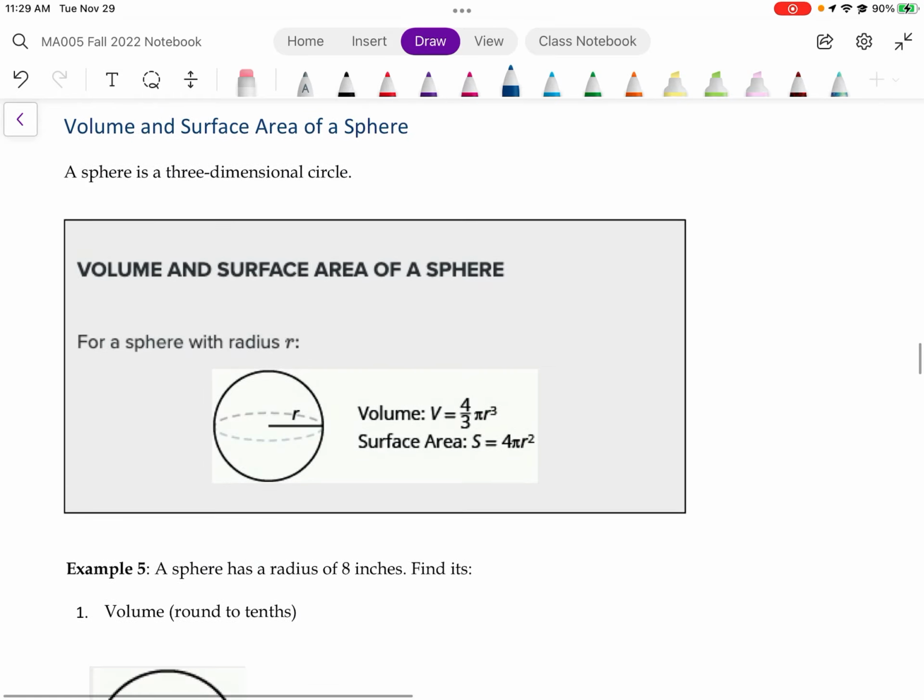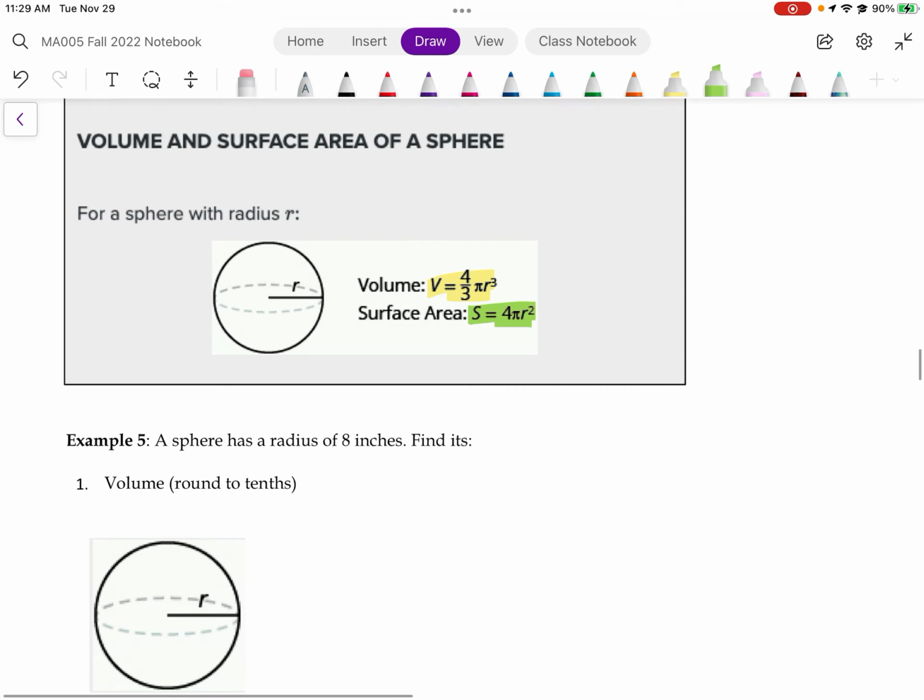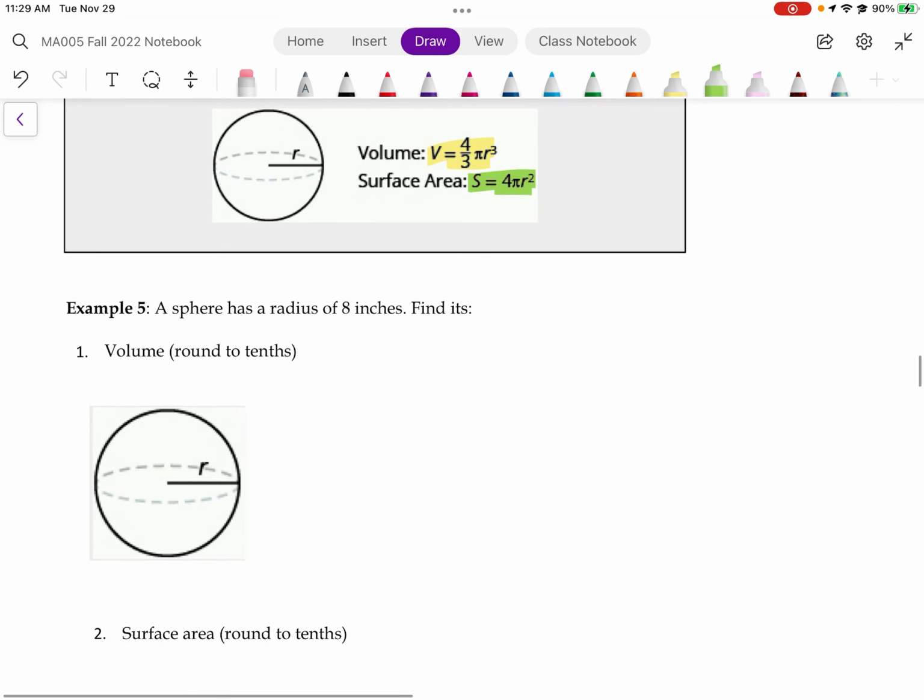All right, volume and surface area of a sphere. A sphere is a three-dimensional circle. For a sphere with radius r, the volume is going to be v equals 4/3 pi r cubed. And the surface area is going to be s equals 4 pi r squared. So you just have to follow the formulas. Make sure you read the problem carefully and that you know the difference between a radius and a diameter. So remember, radius is half the diameter. This is the radius. The diameter goes all the way across.